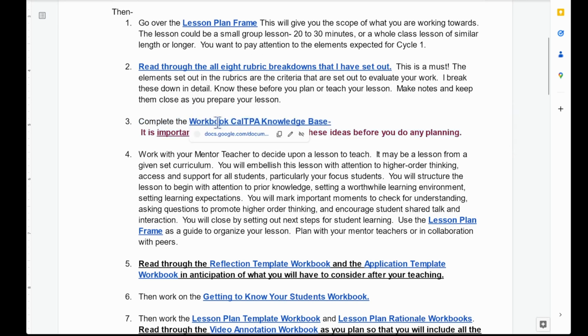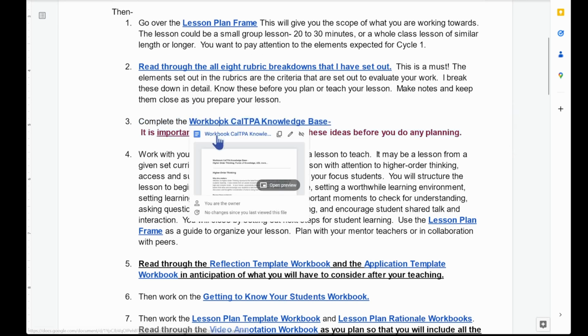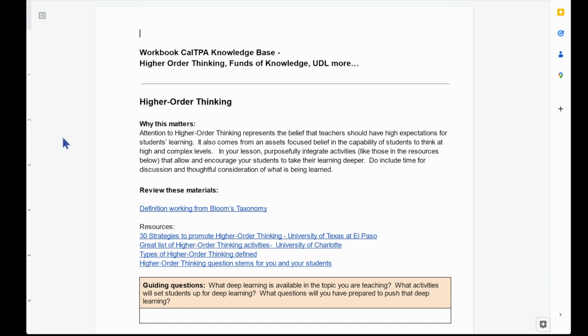Let's look at the workbook for CalTPA Knowledge Base. So Cycle 1 is built around some key ideas, very specific kinds of ideas around teaching that Cycle 1 is looking for. And I've broken those down, brought them out of the assessment so you could look at them in more close detail. A really significant one is higher order thinking. I follow by why it matters. Then I follow with some general definition of what that is, higher order thinking. And then I set out resources.